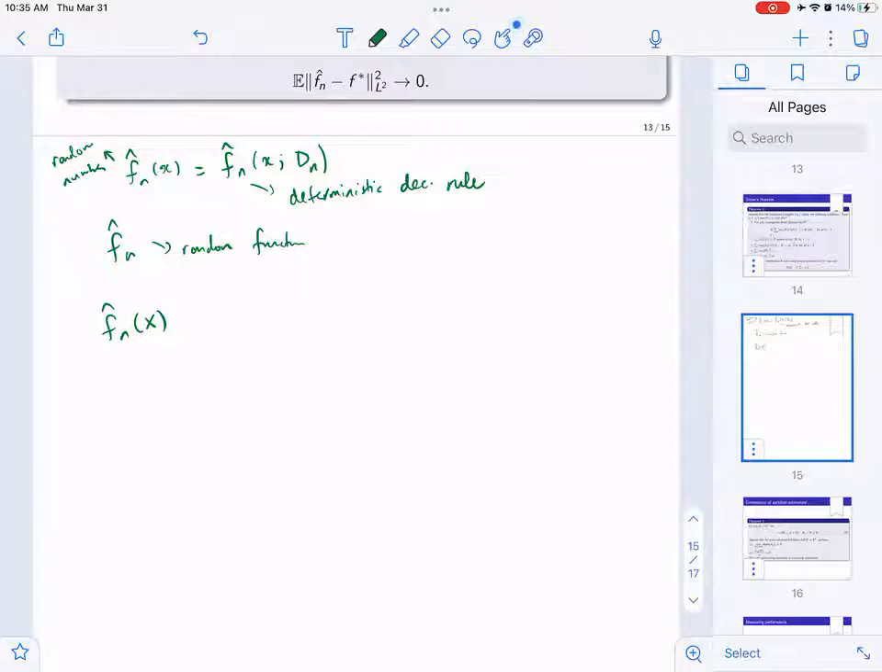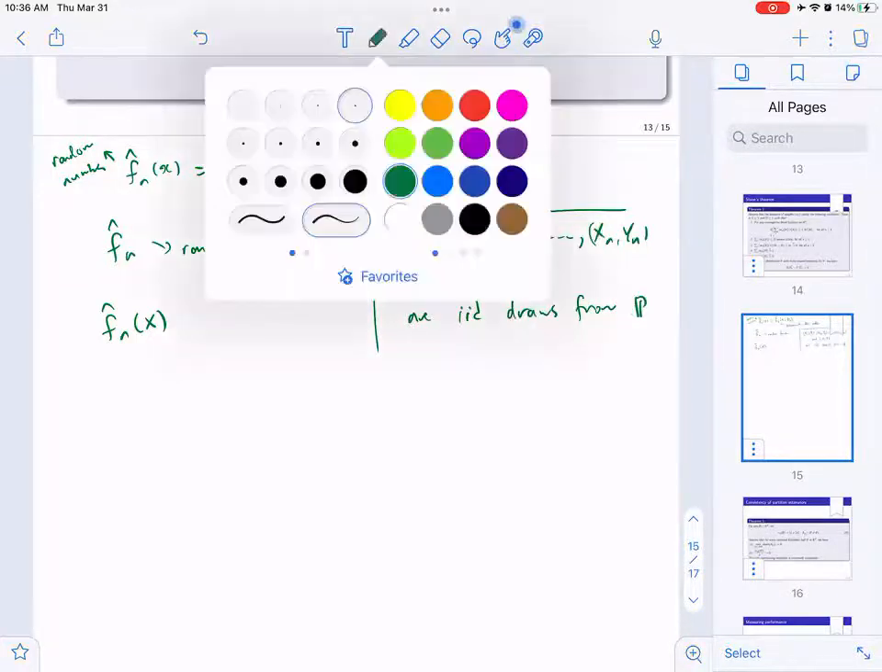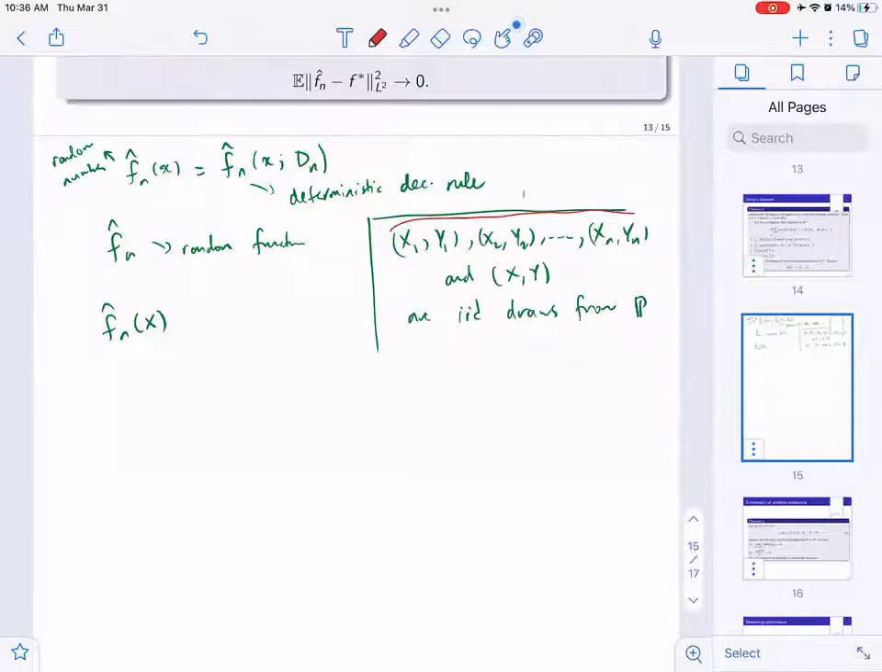So what we have here is roughly the setup: x1, y1, and then x2, y2, dot, dot, dot, xn, yn. These are the training data, and each xy is a pair. These are all IID draws from P. Okay, so this collection is my training data, and this is my test data point.